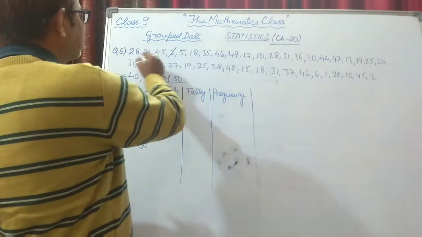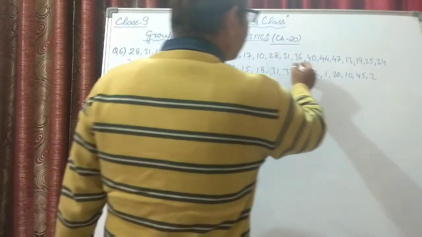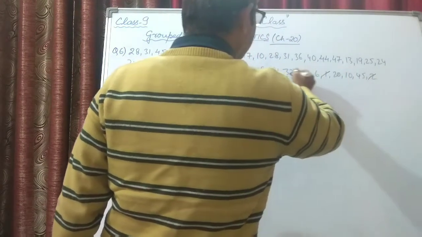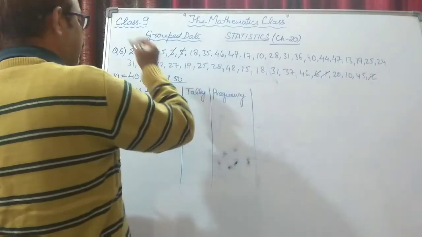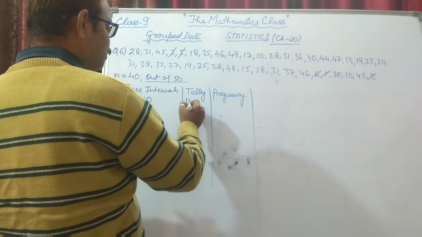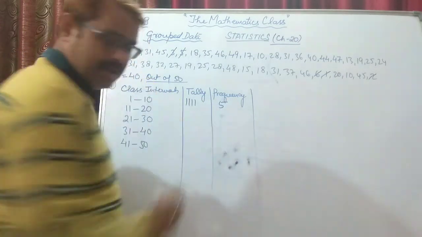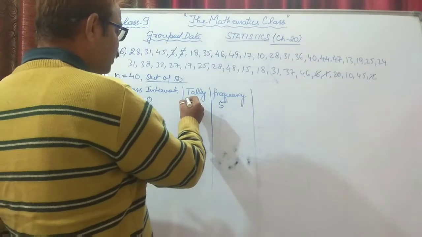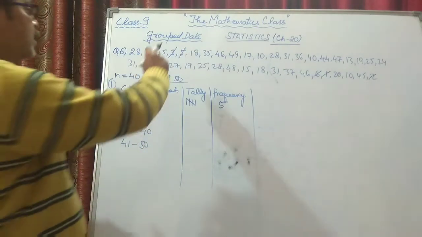1, 2, 3, 4, 5. Means 5 of them have been taken, 5 of the students have scored 1 to 10 marks.